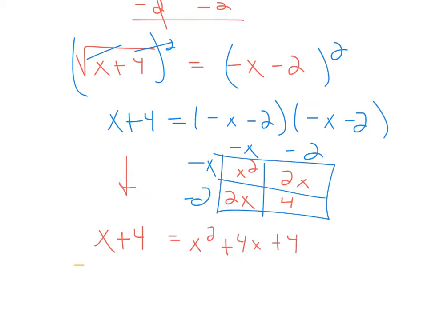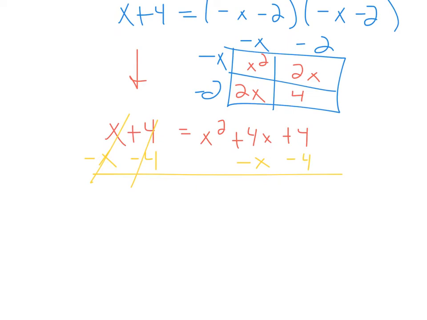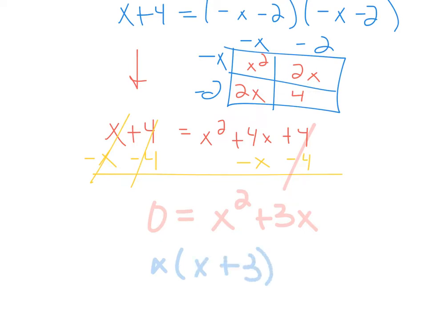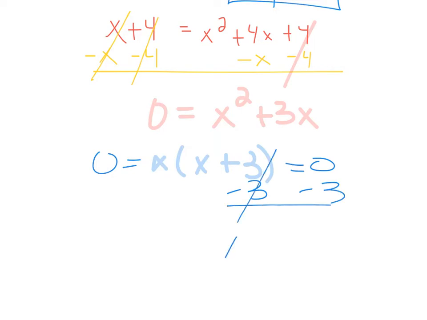And then I'm going to set this equal to 0, because just like the previous problem, you want to be able to factor it. So doing that gets me 0 equals x squared plus 3x. These cancel. And I'm going to use GCF again, so pull out an x and an x plus 3. And what I'm going to do is set these both equal to 0 and subtract the 3, and I'll get x equals negative 3 and x equals 0.